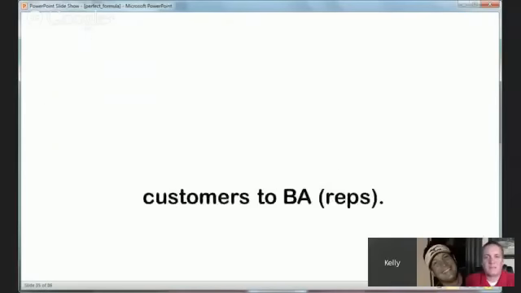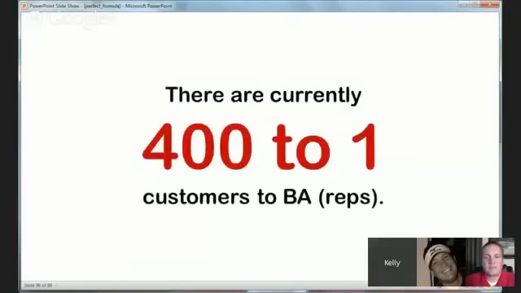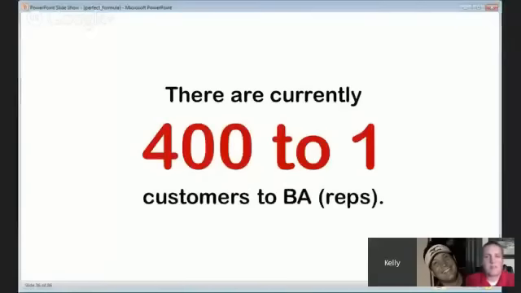Okay, then just real quickly, this is another thing that blew me away. People always say, well, it's probably just a bunch of people out there recruiting, a distributor-based recruiting machine, and it's not. There's 400 customers to every one BA or rep. This jumped out at me, and once we get these rotators really cranking, this number will go sky high.